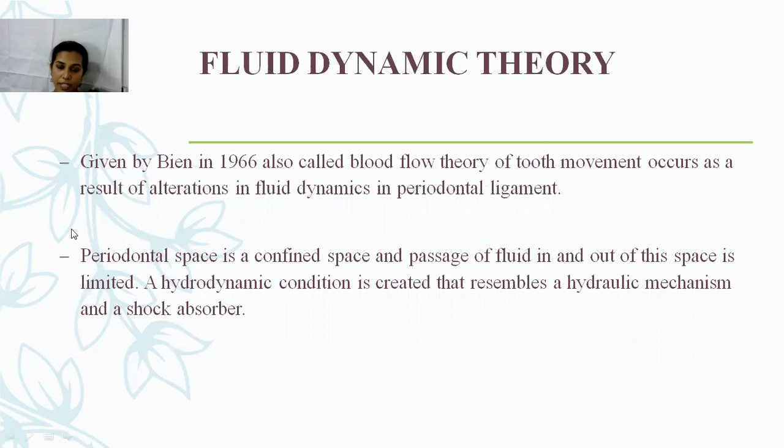So another theory was put forward by Bien in 1966. Here he said, in the blood flow theory, that tooth movement occurs as a result of alteration in the fluid dynamics in the periodontal ligament. That is, in the periodontal space you have a periodontal fluid. This fluid goes in and out of this space, and due to this hydrodynamic condition you have tooth movement.